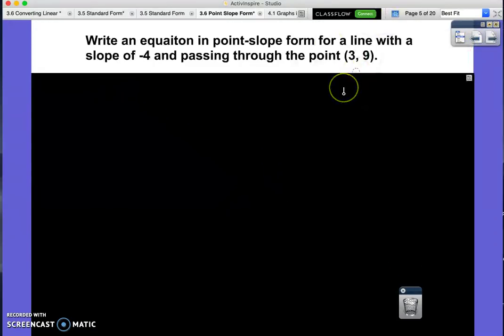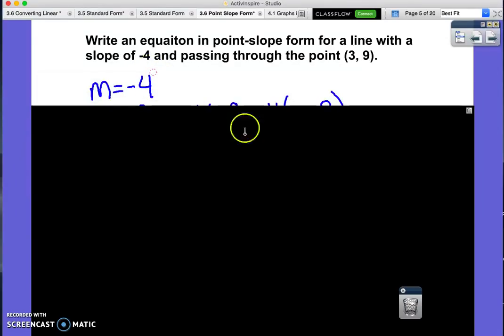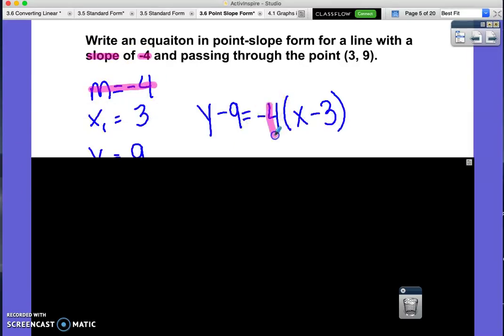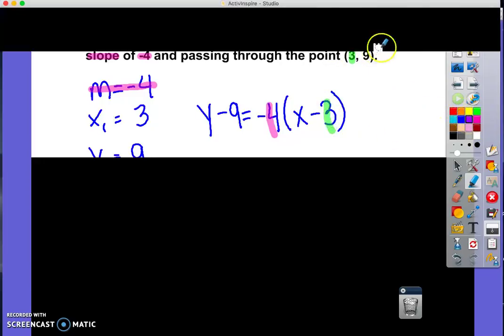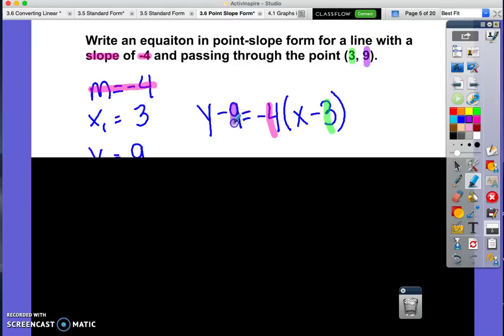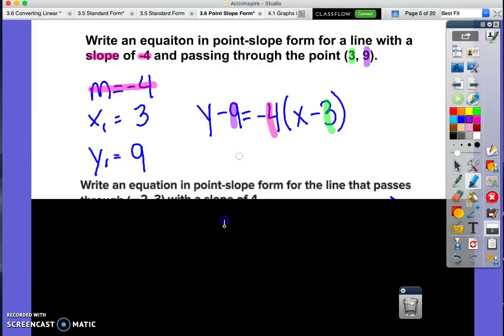Okay, so write an equation in point slope form for the line with a slope of -4 and passing through the point 3,9. So we know m is -4 because it says slope is -4. So we were going to replace our m with -4. That is right here. Our x from our point is 3, so we replace the x1 with 3. And our y is 9, so we're replacing our y sub 1 with 9.